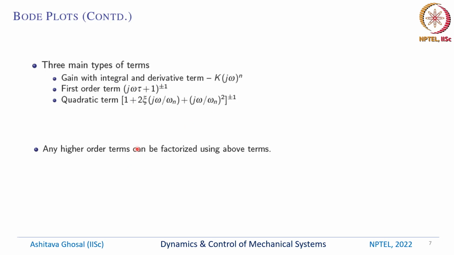Any higher order term, let's say we have something like (s plus 3) cubed or even fourth power or higher power, they can always be factorized. So any polynomial in s of higher order than quadratic can always be written in terms of quadratic terms and linear terms and constant terms. So if not analytically, we can always do it numerically.